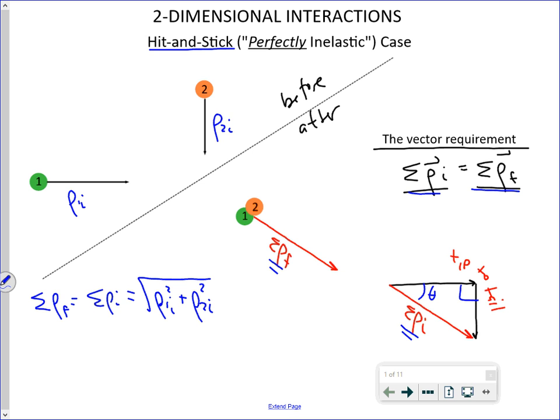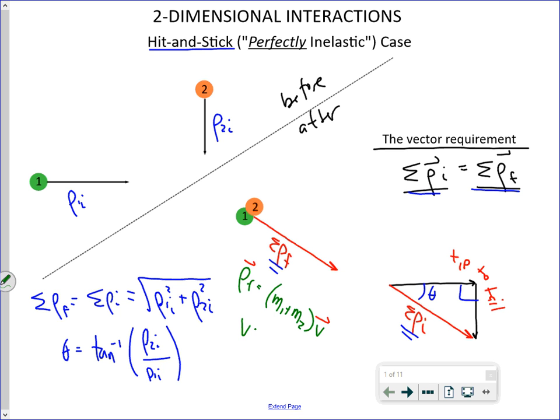All right, and we could express this angle, of course, as probably the inverse tangent of P2 initial over P1 initial. Look familiar? It's pretty common, especially in this hit and stick sort of case. If this is the final momentum, we could also express it as the mass of the two objects times the final velocity. Important to notice that the velocity of a system or object is in the same direction as its momentum. So very typically a question might ask what's the system's final velocity? You just take the system's final momentum, in this case, and divide by the sum of the masses, because they're stuck together moving at a common final velocity.